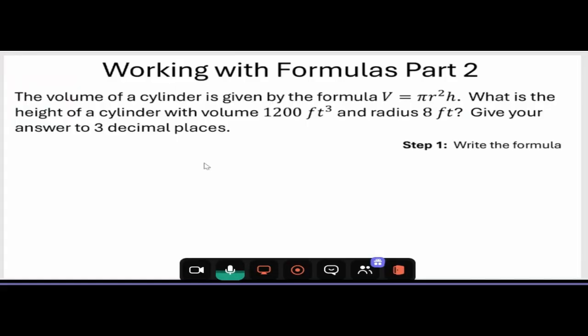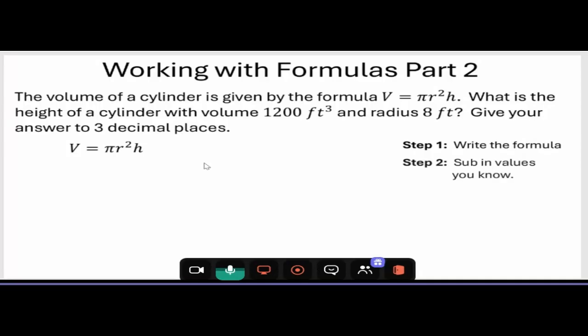Step 1, write the formula. V equals pi r squared h. Especially easy in Math 053, that first step, because they're always going to give you the formula in the question, right? Unlike 052, where you're doing your volumes and areas, and you have to go seek out the correct formula off your formula sheet. Step 2, sub in the values that you know.